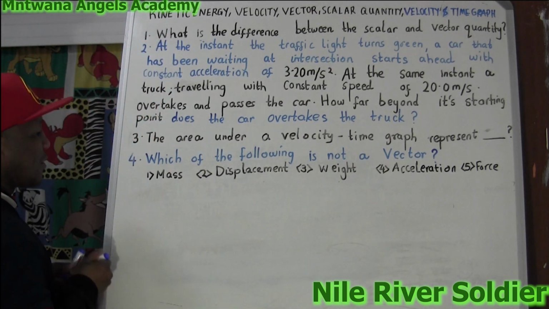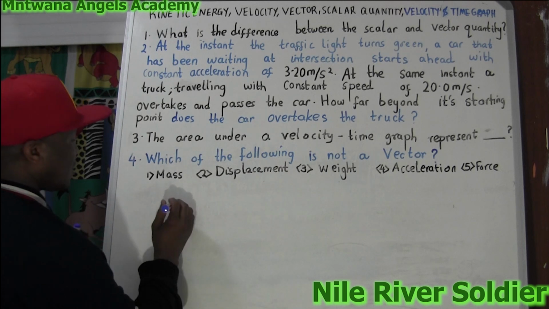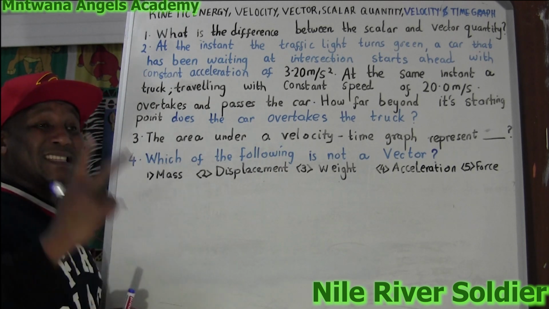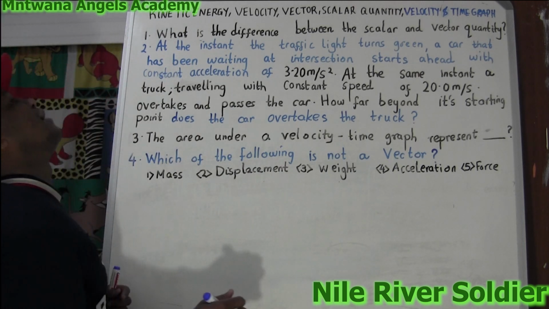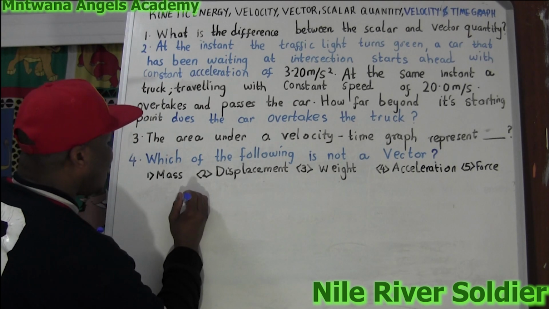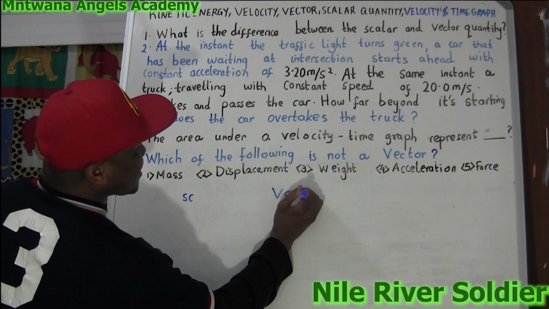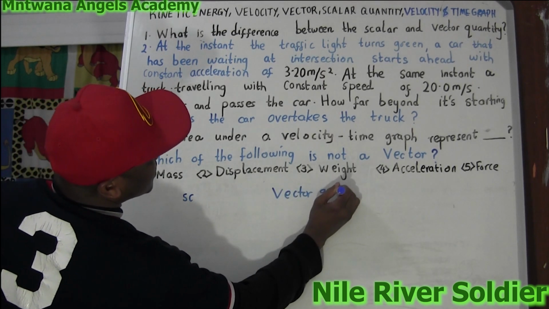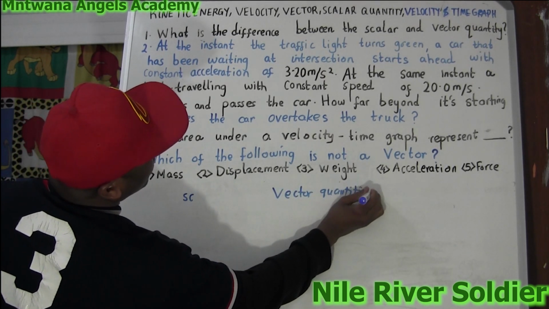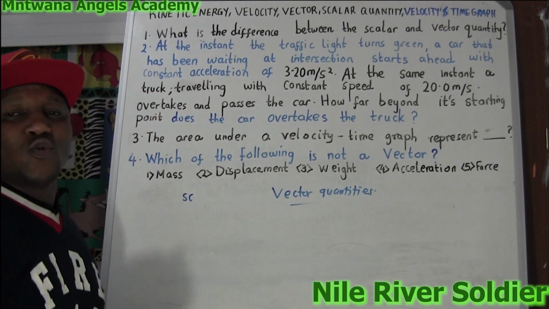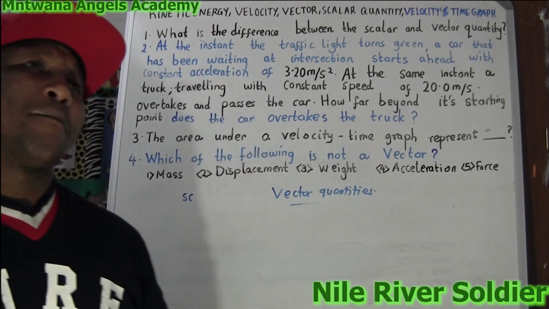For example, wind. We have 2 types of quantity: the vector quantity and the scalar quantity. Let's start with the vector quantity so it can make a lot of sense. What is a vector quantity? A vector quantity is something which has a magnitude and direction. What is magnitude?